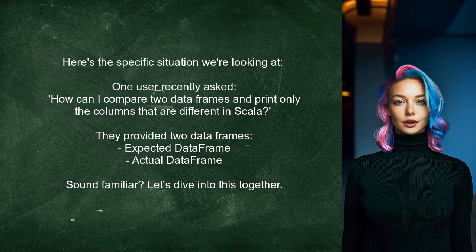Here's the specific situation we're looking at. One user recently asked, "How can I compare two data frames and print only the columns that are different in Scala?" They provided two data frames, one expected and one actual, and they noticed that the names in one column were different. Sound familiar? Let's dive into this together.